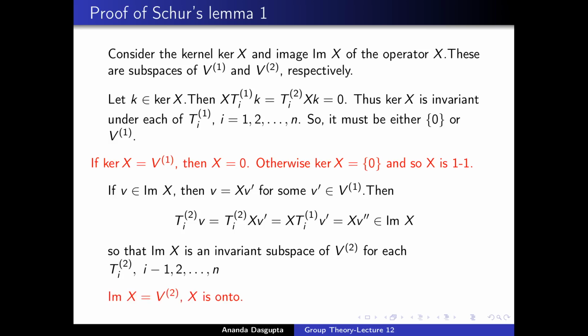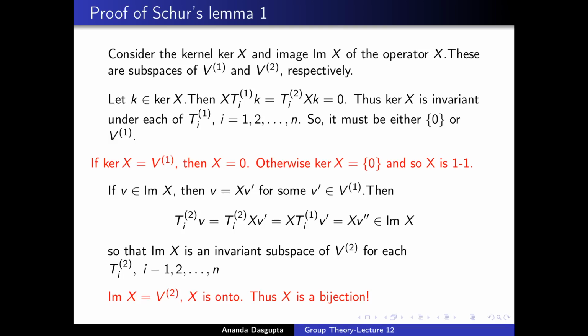But since image of X now has to be V2, if it's not just the null vector, X is thus onto as well as 1-to-1, and hence X is a bijection and it is invertible. This completes the proof of Schur's first lemma.